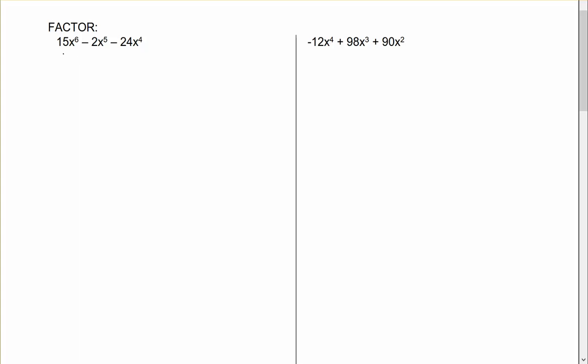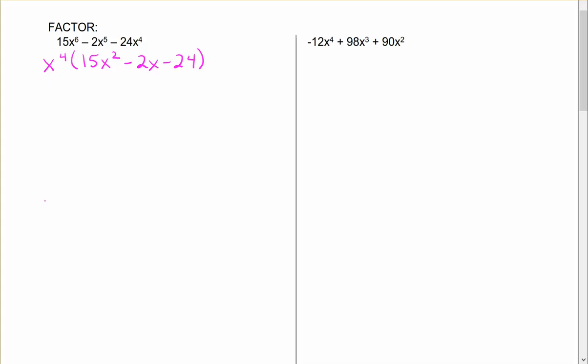In this one, numerically, I don't have any common factors between 15, 2, and 24, but I do have an x in each term. So there'll be a common factor of x raised to the lowest power I see, which is x to the 4th. Factoring out x to the 4th leaves us with 15x squared minus 2x minus 24. The rest of the problem will be focusing on factoring the trinomial in the parentheses, 15x squared minus 2x minus 24. But x to the 4th, the GCF, has to be part of my final answer.